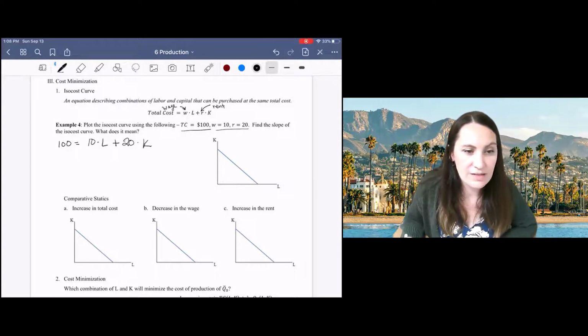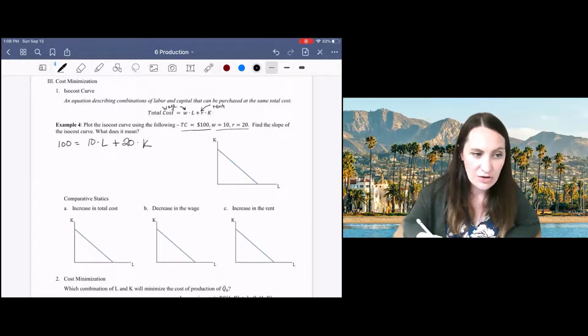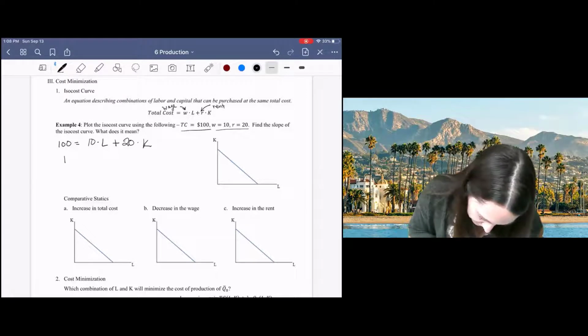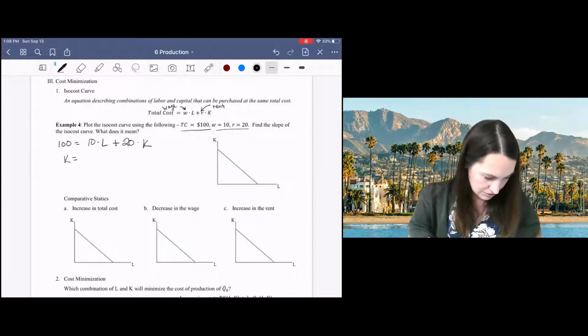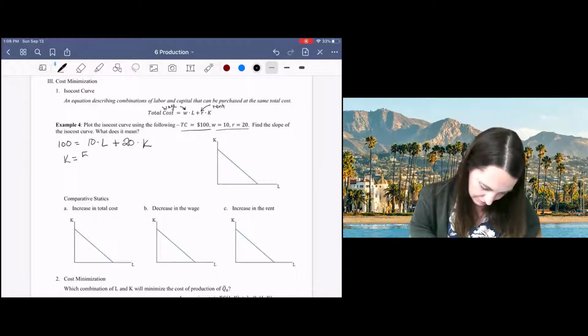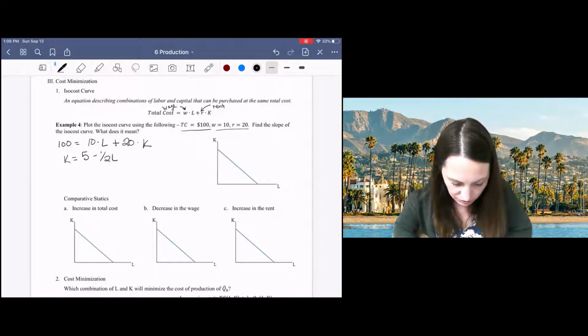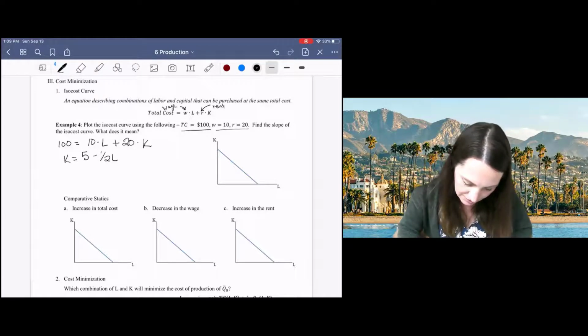So then our formula for the isocost curve will be, we want to solve for capital here, capital is equal to 5 minus 1/2 times labor. That describes the equation for this isocost curve here.